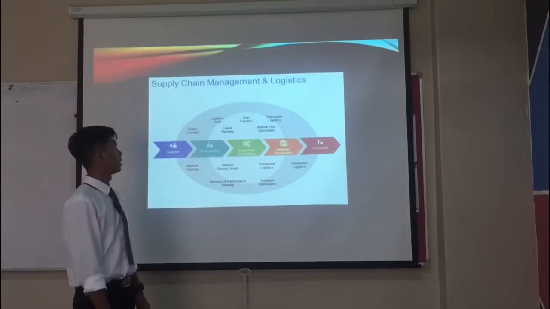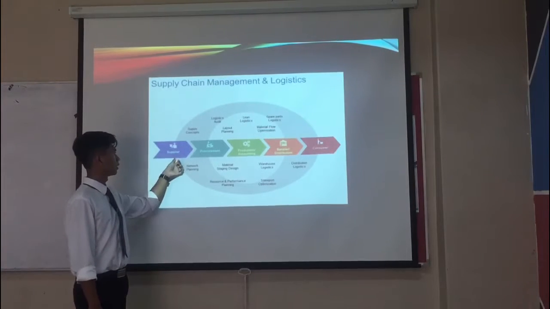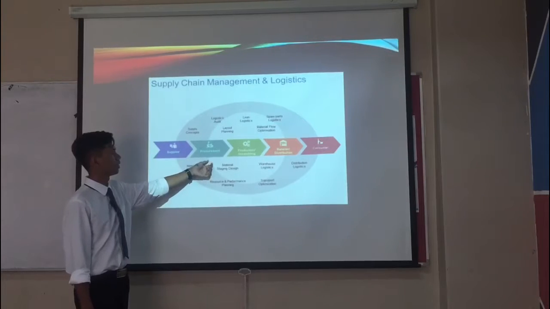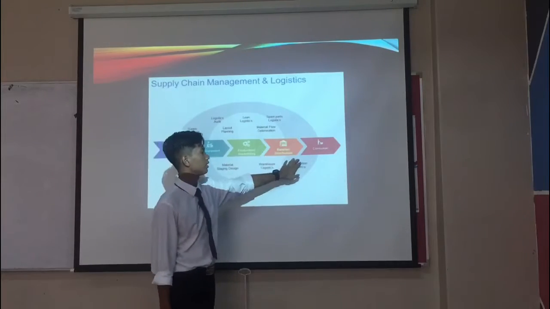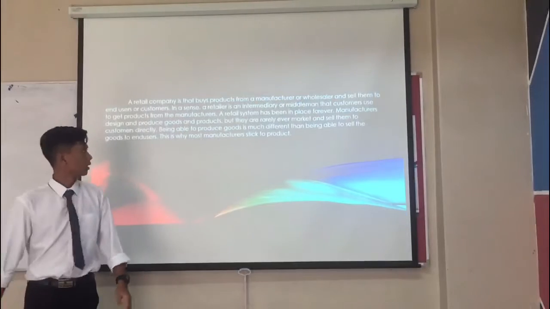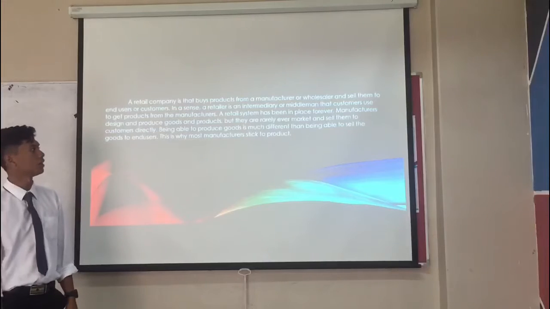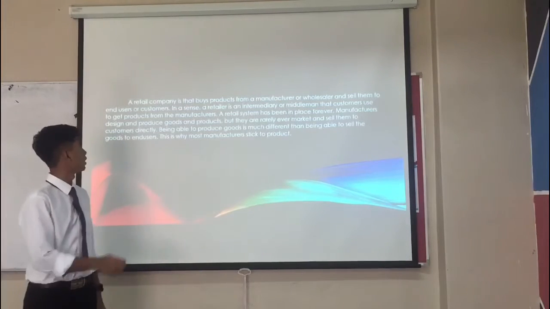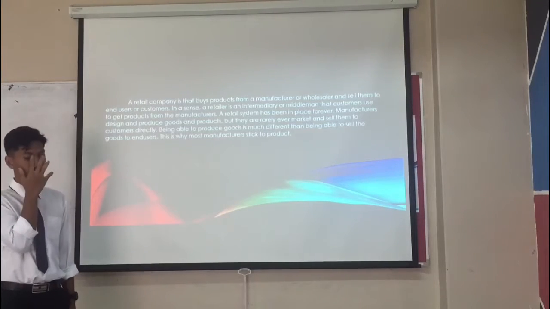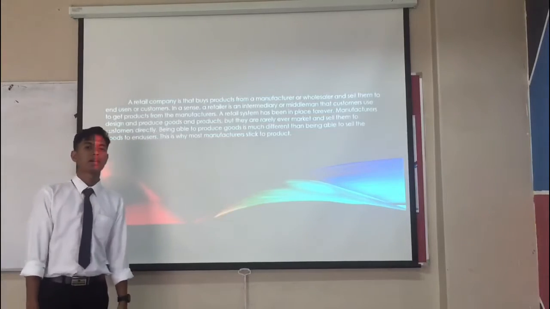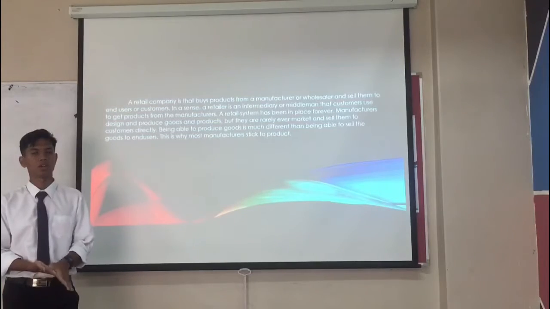So this is the supply chain management flow, the diagram. First, you go from the supplier to procurement and production, assembly, retailer distribution, and the end is the consumer. A retail company buys products from a manufacturer or wholesaler and sells them to end users or customers. This is why manufacturers take the product and the retailer can buy in small quantities to sell to the end consumer or customer.